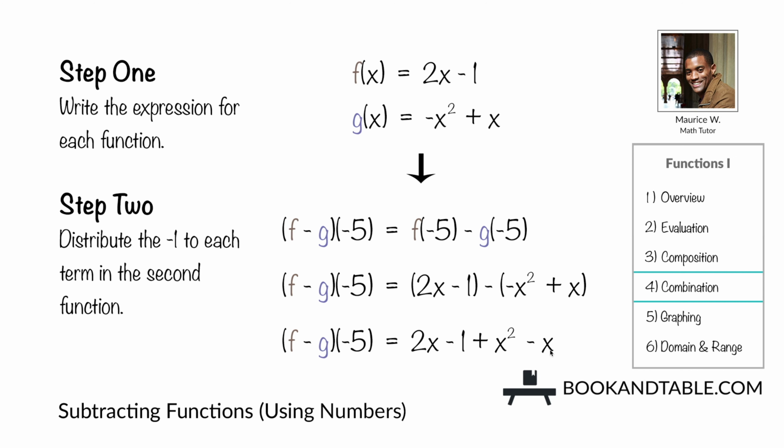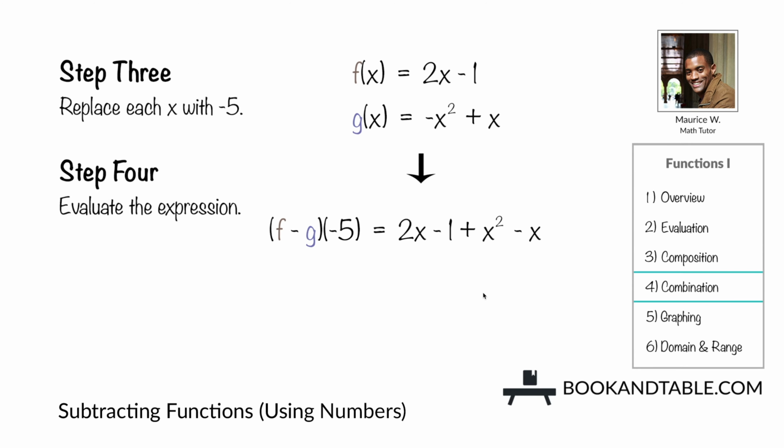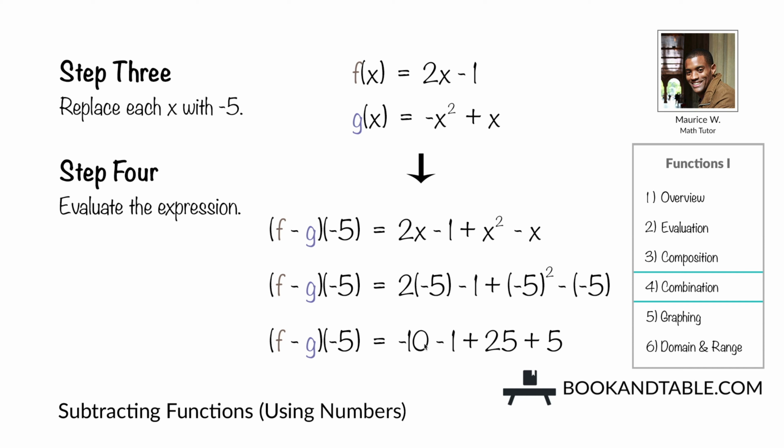And now that we've written out the expression and distributed the negative 1, the third step is to replace each x with negative 5. When we do so, we get 2 times negative 5 minus 1 plus negative 5 squared minus negative 5. And now we can evaluate the expression, which would be 2 times negative 5, which is negative 10, minus 1, plus negative 5 squared is plus 25, minus negative 5 is plus 5. And negative 10 minus 1 is negative 11, plus 25 is positive 14, plus 5 would give us 19. So we get f minus g of negative 5 is equal to 19. So that is how we go about subtracting functions using expressions and numbers.